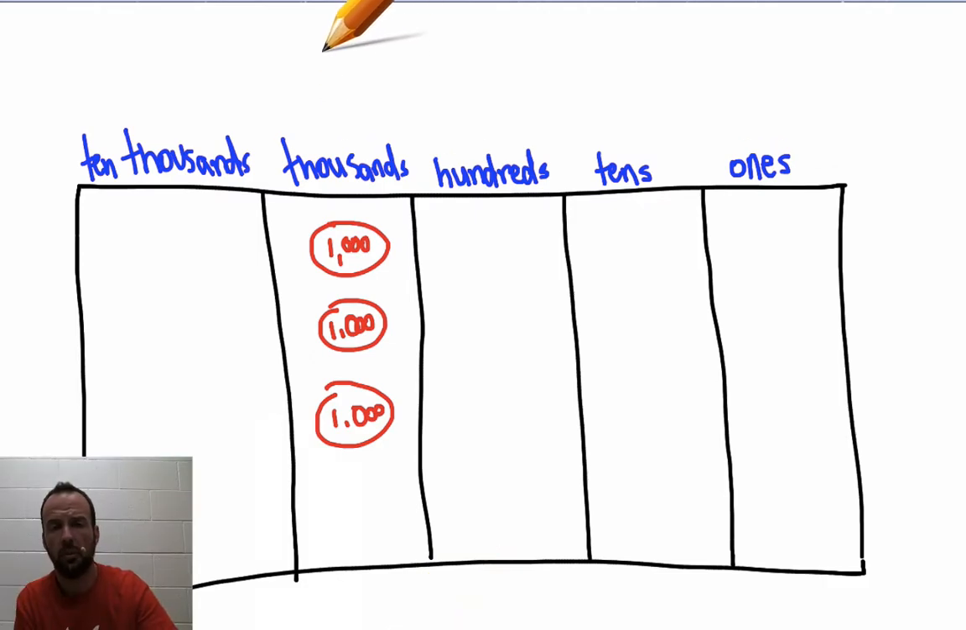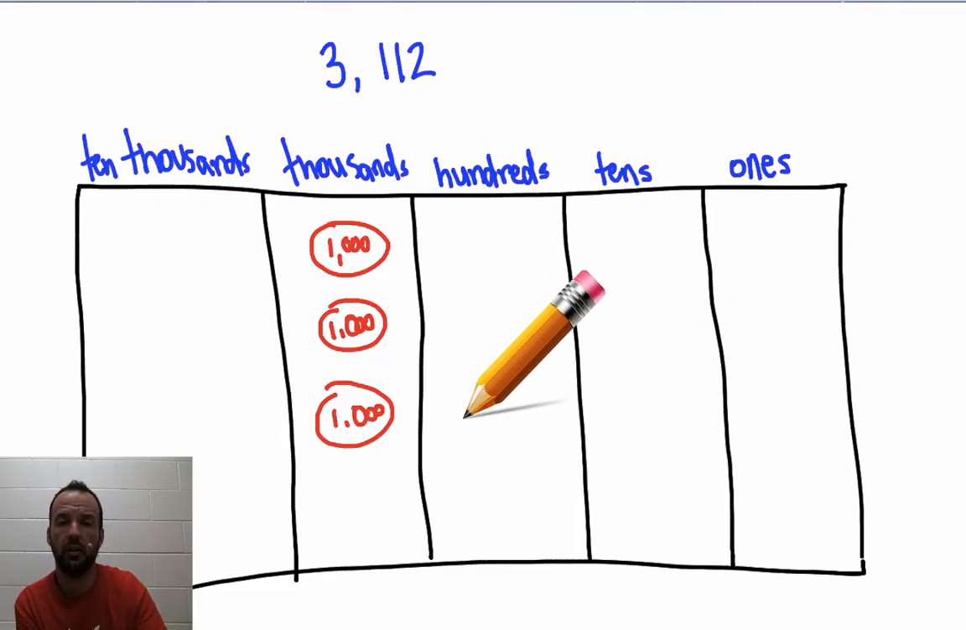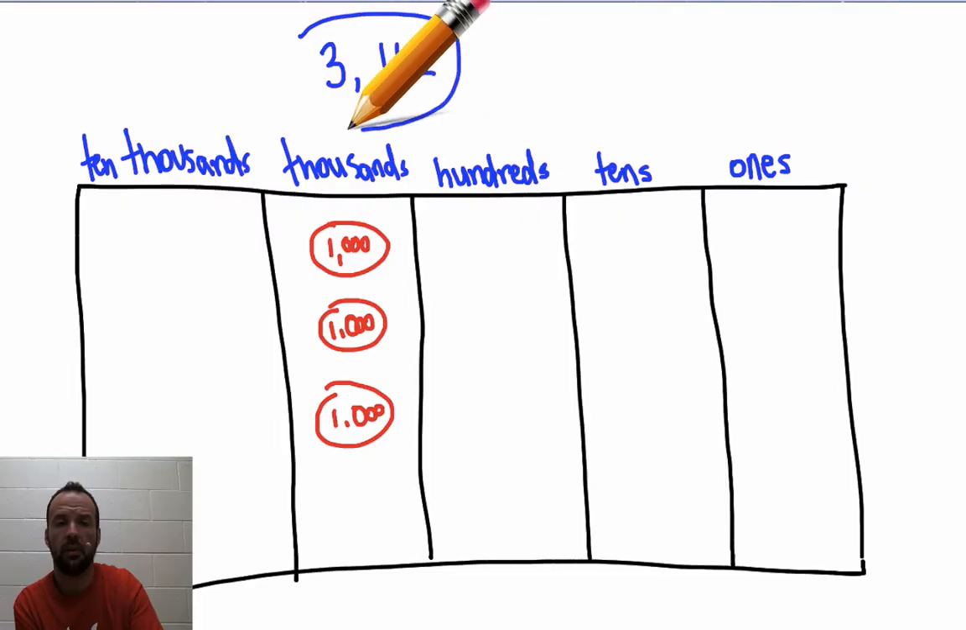All right, so I'm going to come up here and write a number. 3,000. And I'm not going to read the rest of it because this is what I want you guys to do. First thing I want you to do is model this number in your place value chart. Go ahead and draw it out. Okay, so there's the number here. I'll circle it so we know what we're looking at. Draw this number and model it in your place value chart.